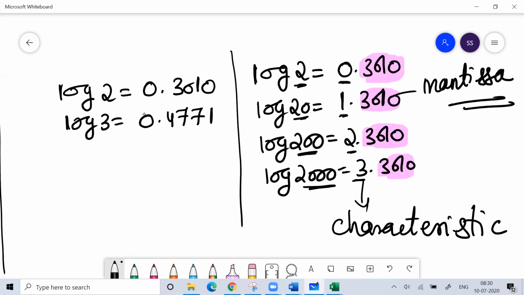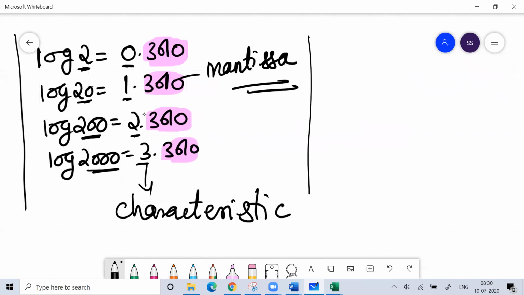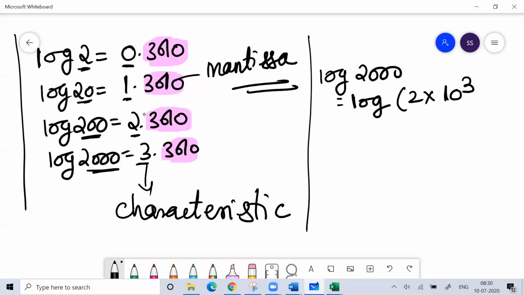The other way, the best way to understand this: if I ask you log 2000, log 2000 means log of 2 into 1000, that is 10 to the power 3.